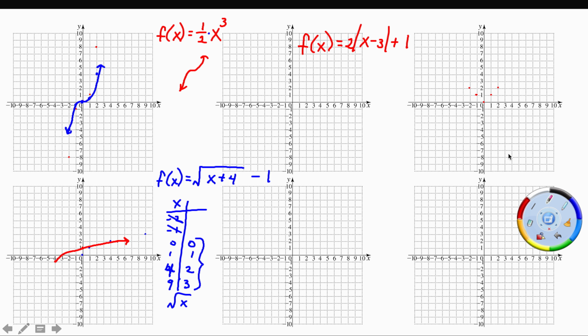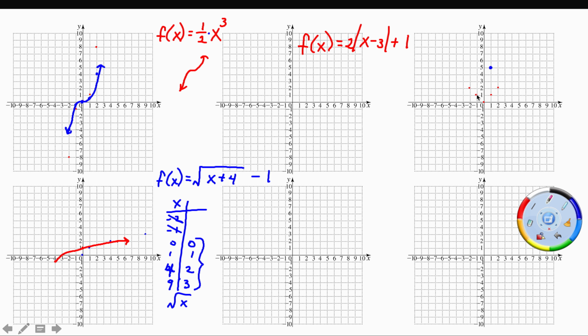I'm going to take every one of those points and move them to the right 3. I'm going to multiply the y value by 2 and then move it up 1. So I'm going to go right 3, 1, 2, 3. I'm going to multiply this y value by 2, so 2 times 2 is 4, and then go up 1. This point got translated to this position. Same steps for every one.